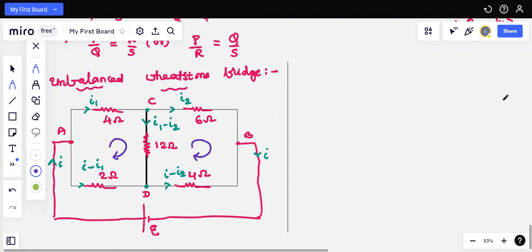A to C, that is in ACDA, keenly observe what I am going to write. A to C, that is minus I1 into 4. Here minus I1 minus I2 into 12. Here this is measuring in opposite direction. Opposite direction means plus.